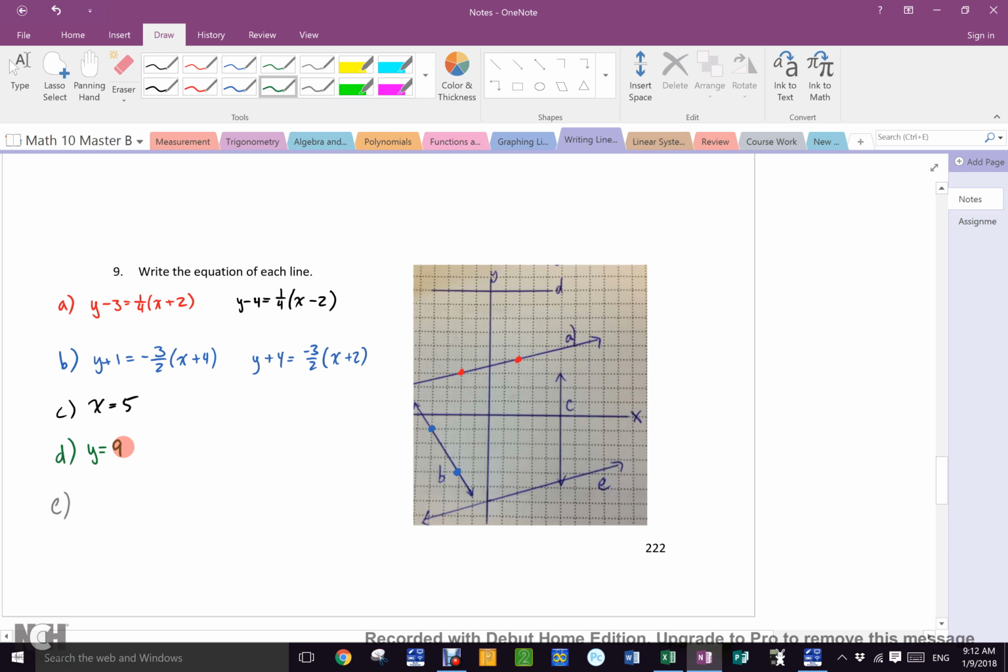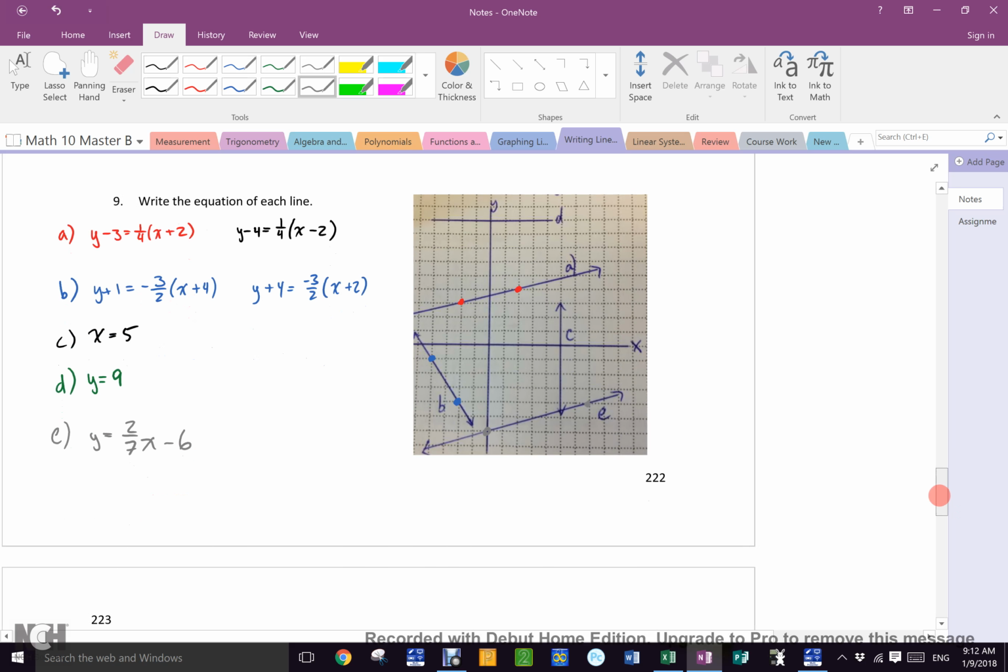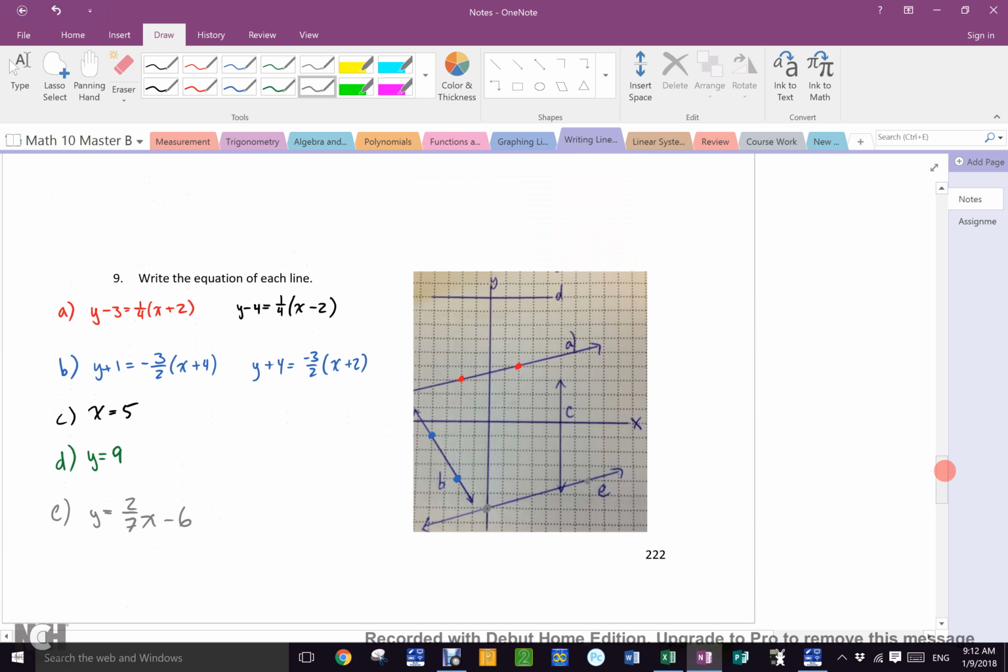And finally, E. What form can you use with E? Slope-intercept, because you know it right there, yeah? Then you just choose another point. I would use that one. y equals 2/7 x minus 6. And everybody should be good there.